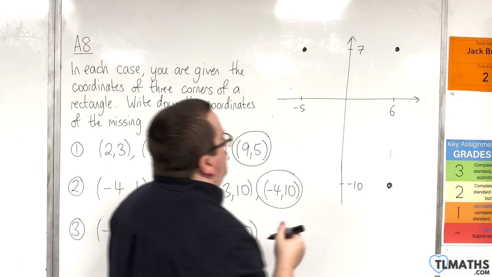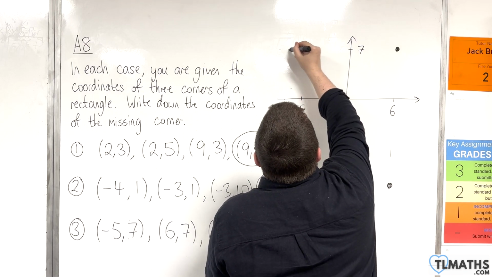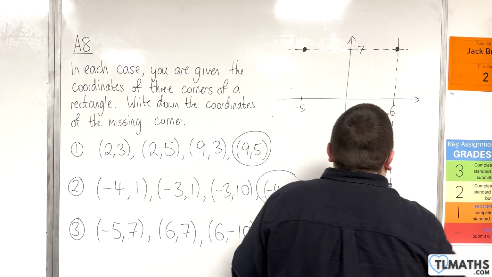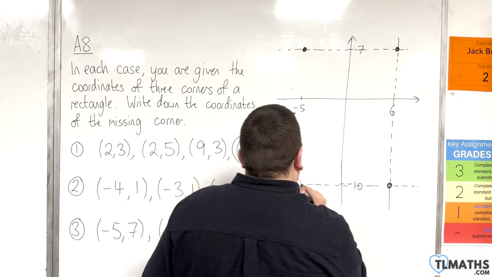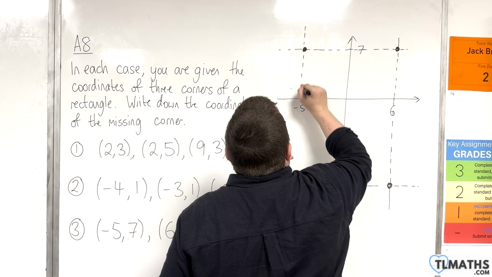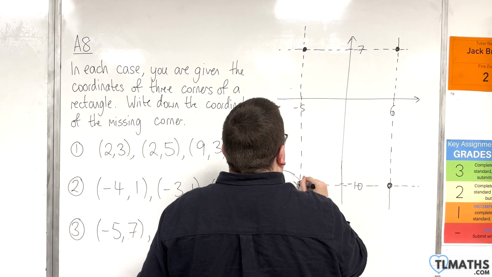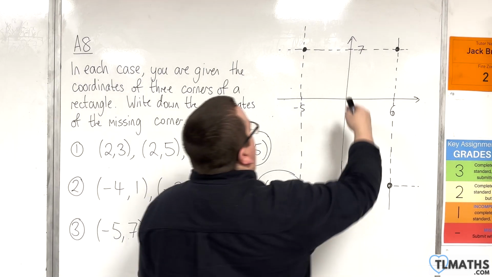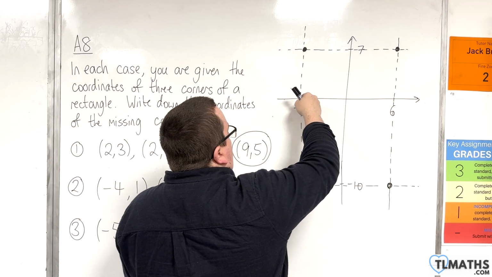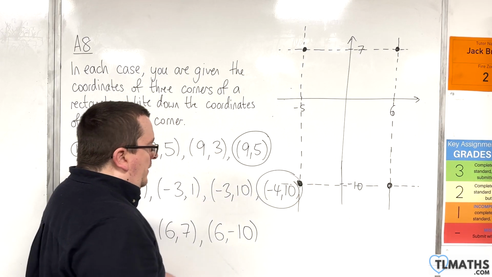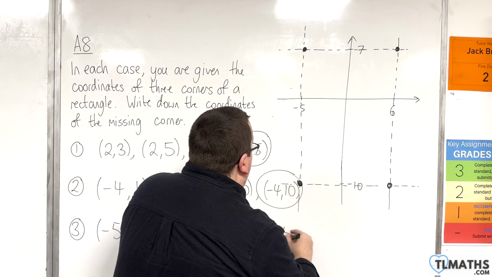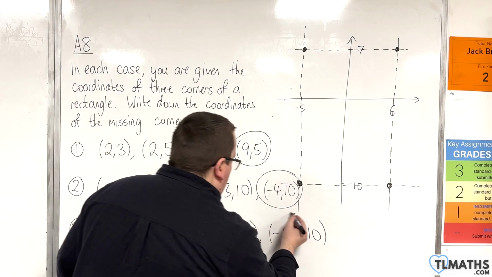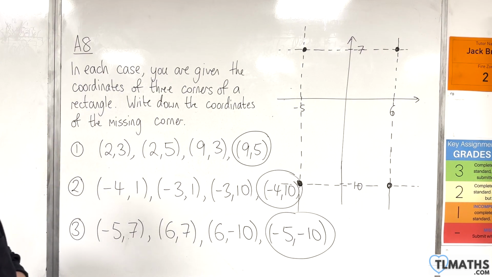Right, okay, so let's draw on our grid, shall we? Right, we've got, going through there, going there, going there, going there. Right, so this is my last point, isn't it? It's right there. So actually that would be 5 along the corridor, back along the corridor, and then 10 down the stairs. So that would be at minus 5, minus 10. And so that is the missing point.